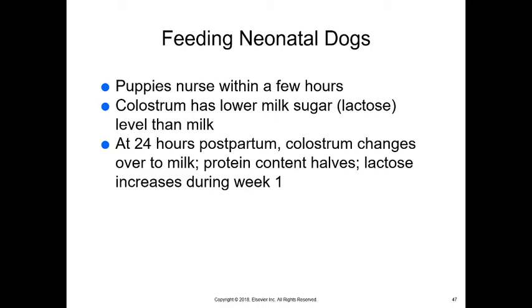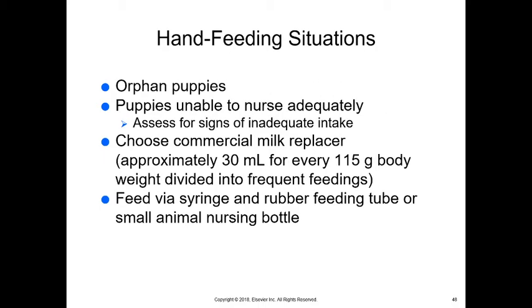Colostrum is the first milk, and it contains a lot of antibodies and has a lower milk sugar, or lactose, component level than milk, so they're going to be nursing a little bit more frequently earlier on. At about 24 hours postpartum, colostrum is going to change over to milk, and the protein content will halve. Lactose increases during week 1. Colostrum is very, very important because it contains a passive immune system for those baby dogs that don't have an immune system yet.